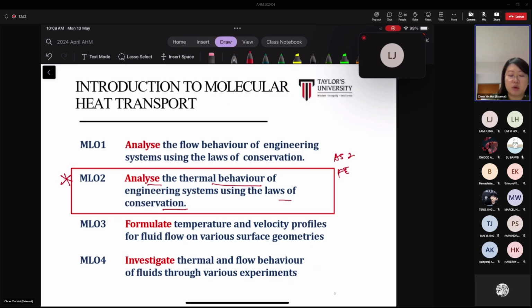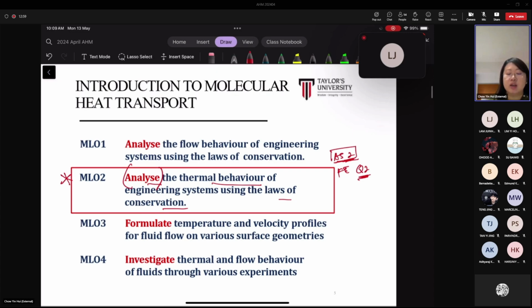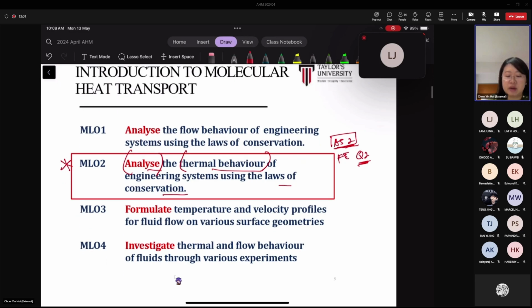Usually for this one, let me recall, it may be in your question 2. As for your assignment, it will be about what we are covering next week. I'm planning to finalize it and post it tomorrow so that you can have a look first. For question 2, you will only learn about the topic by next week, but I'll post it together with the lecture notes for you to have a look before I teach you. Okay, so today we'll focus on analyzing the thermal behavior using the law of conservation.